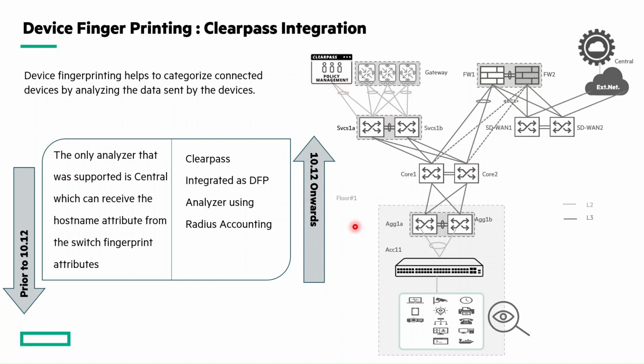Let's see quickly how it works. If an end client sends any DFP related packet, the switch will send the DFP data to the ClearPass Policy Manager using a RADIUS accounting packet. The RADIUS accounting packet will now carry the DFP data.